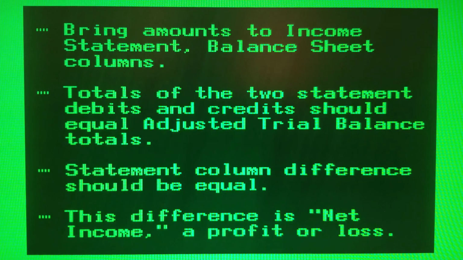The totals of debits and credits in each pair of statement columns will probably not balance, but their difference should be the same. The difference is net income, a profit or loss for the period. Now enter this amount to balance the statement columns.